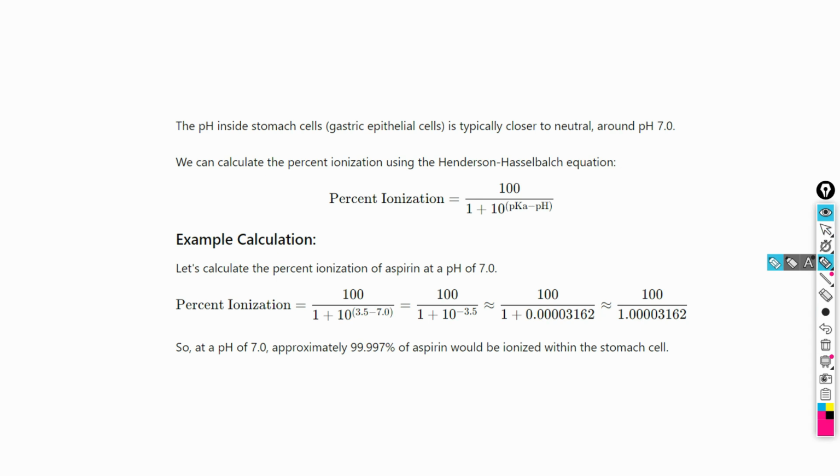Now, the same thing we can understand with the help of this example. Here, the pK of the drug is the same, 3.5, and the pH of the stomach cell is 7. As a result of which 99.99% of the aspirin will be ionized. That means 99.99% of the aspirin is water soluble in the stomach cell.